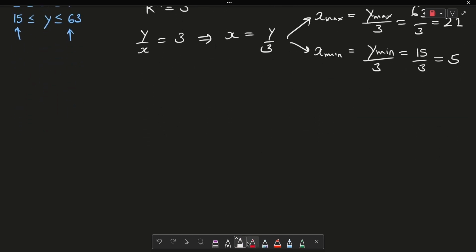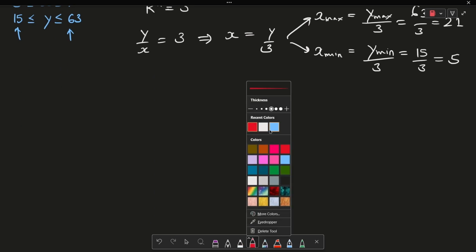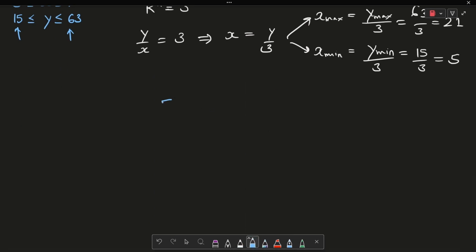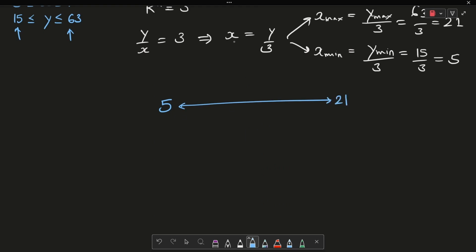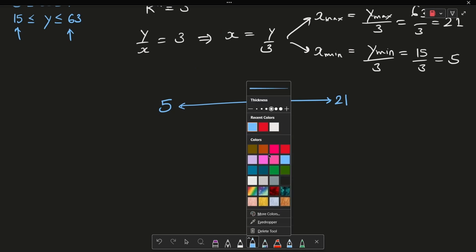So the possible range that I got is from 5 to 21, right? X can take any value from 5 to 21 for this to get satisfied, with y by x being 3. X can take any of these values.